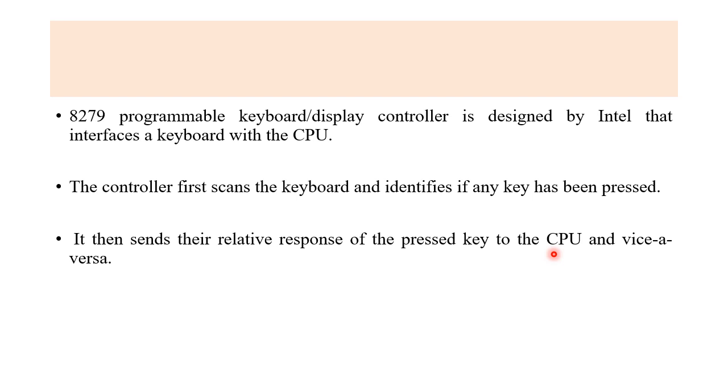The keyboard is interfaced either in the interrupt or in the hold mode. In the interrupt mode, the processor is requested service only if any key is pressed. Otherwise, the CPU can proceed with its main task. In the hold mode, the CPU periodically reads an internal flag of the 8279 to check for a key press. So this is how the 8279 keyboard display controller works.